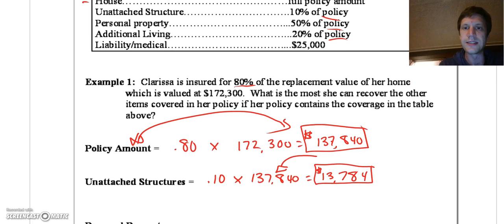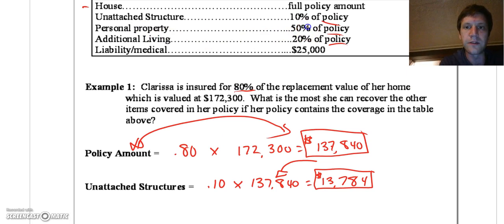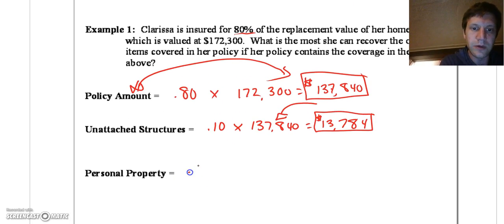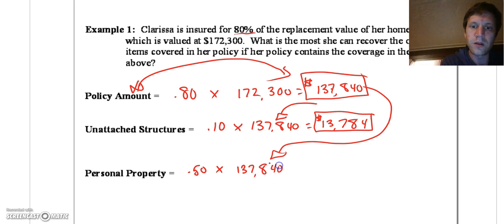Okay, personal property. So my materials inside the house, personal property is 50% of the policy. So I'm going to take 50% times that original number, right? That's my policy. So 137,840. And we get 68,920.